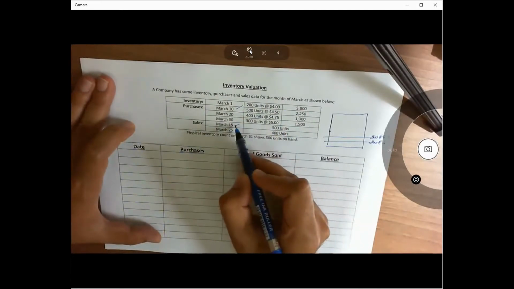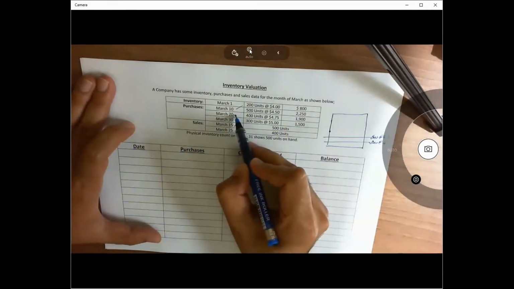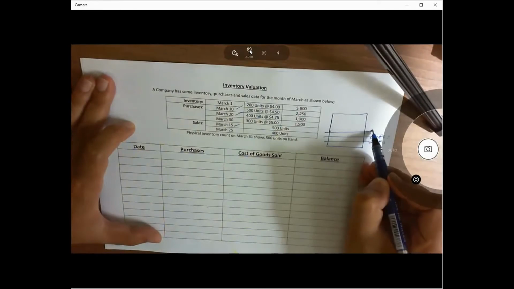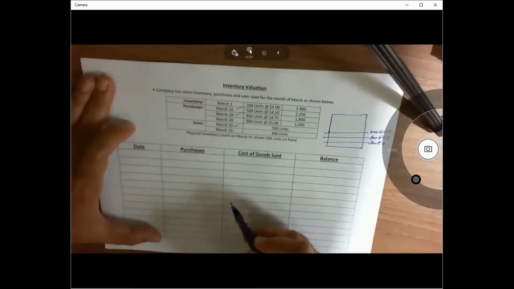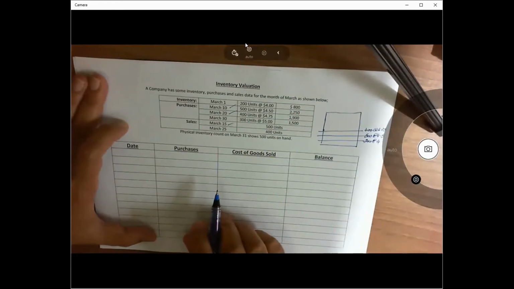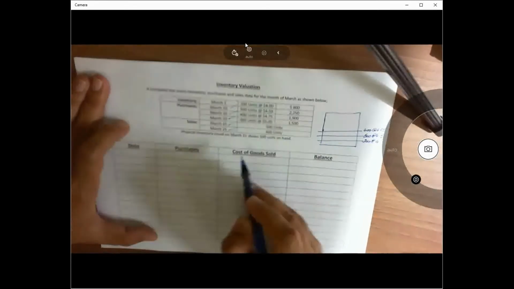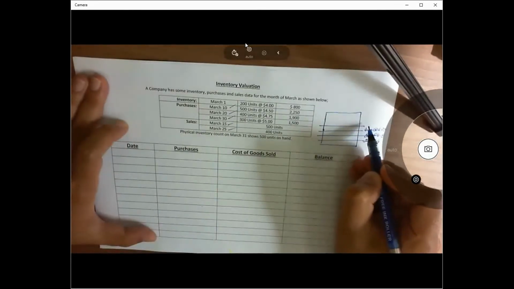After 15th, again comes 20th. On the 20th, we are purchasing 400 units. And these 400 units we are purchasing at an even higher price, which is 4.75. Then we are again selling something. After that, we are again purchasing on 30th. We are purchasing 300 units at the price of 5.